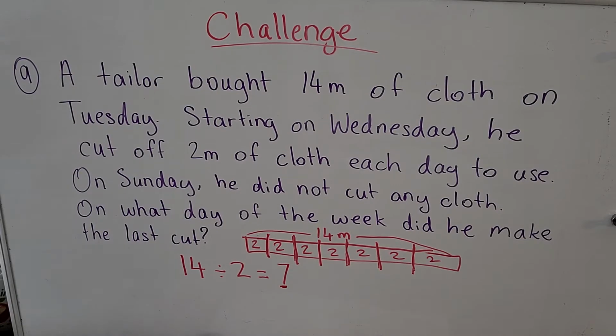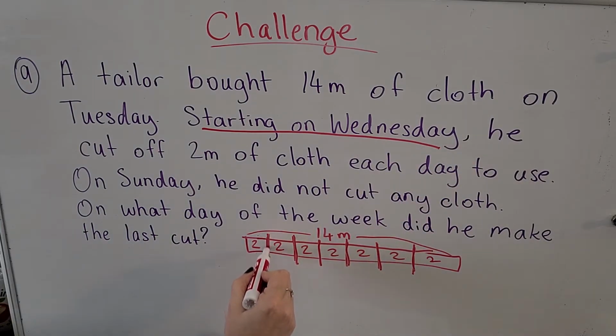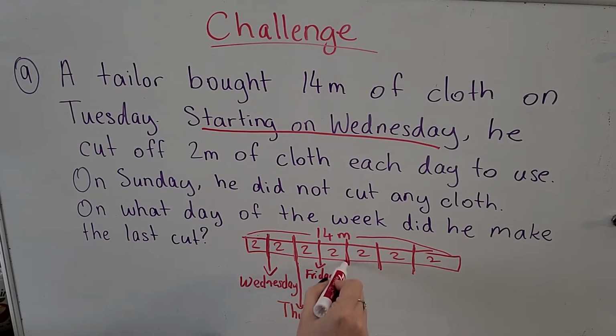So now that I have that information, I'm going to plug in the days. So for example, it says that he bought the cloth on Tuesday, but he started cutting on Wednesday. So here's the first cut. He made this cut on Wednesday. Then he made a cut on Thursday. He made the next cut on Friday. Then he made a cut on Saturday.